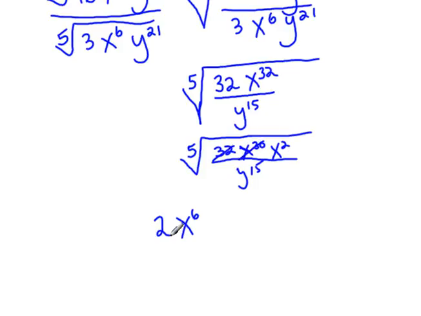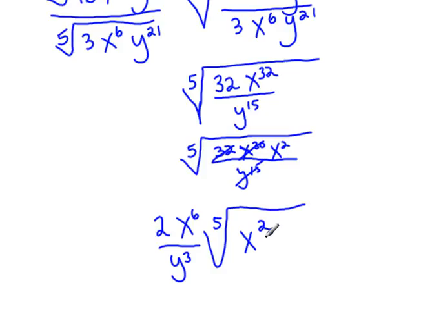Now, I'm going to take the fifth root of y to the 15th. 15 divided by 5 is 3. That's y cubed. And then what's going to go under my radical is what I had left there. I used that one. And that's x squared. So I end up with 2x to the 6th over y cubed times the fifth root of x squared.